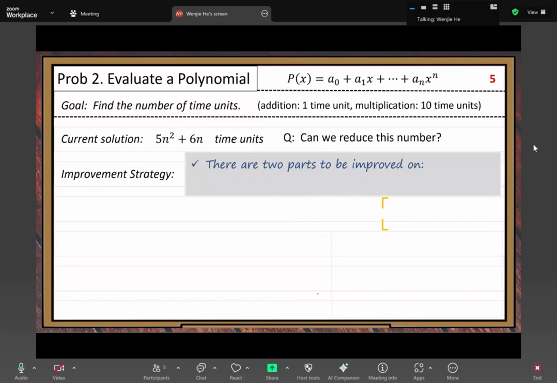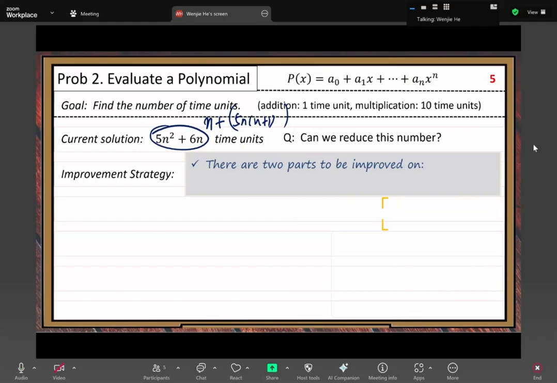In this number, there are 2 parts. The first part, the addition part. The second part, the multiplication part: 5n times n plus 1. The first part is the contribution from the addition operation. The second part is the contribution from multiplication.